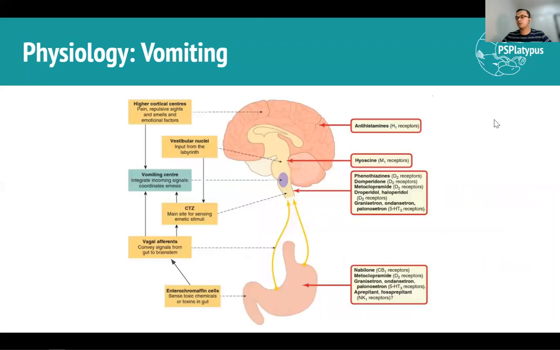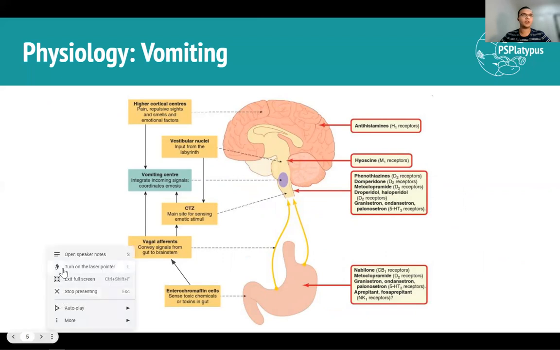All right, now we come to the physiology of vomiting. The way that vomiting works physiology-wise is I like starting off with the vomiting center. So I'll get my tool up so I can point at different things. The vomiting center is here, and that's sort of the central hub that will receive signals that stimulate vomiting.